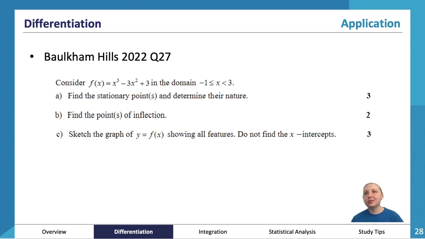Okay, we might go through this question now. If you do need more time, feel free to pause the video. Otherwise, let's get on with it. So looking at part A, consider f(x) equals x cubed minus 3x squared plus 3 within the domain of x between 3 and negative 1. So for 3 marks, we want to find the stationary points and determine their nature.